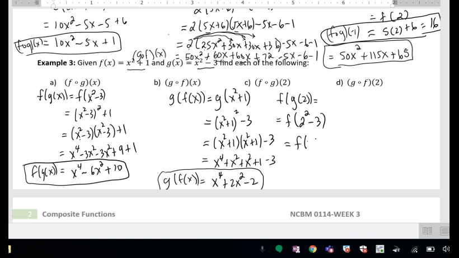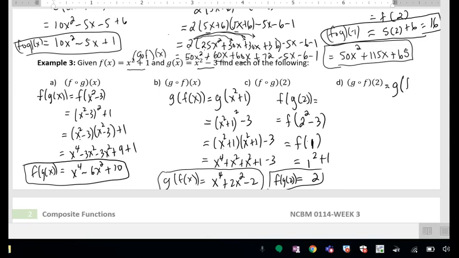2 squared is 4 minus 3 is 1. And then we're going to plug in the 1 for the function f. So we end up with 1 squared plus 1, which is going to be 2. Okay, the next one is g composed of f of 2.